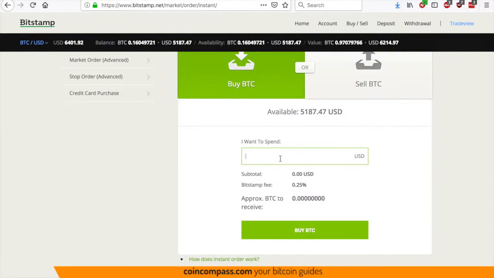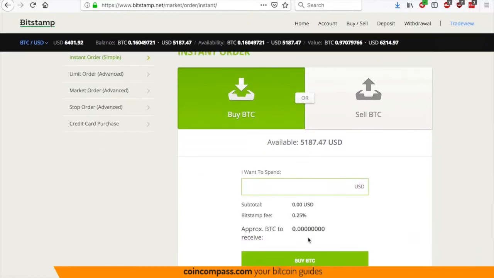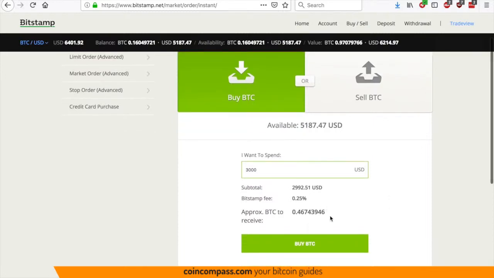type in the amount you actually wish to spend. So your available balance will be shown and you just type in how much you want to spend. So in this instance, I will put in $3,000. That will take out the Bitstamp fee and it will reveal how much Bitcoin I will receive for that amount. So we're going to click buy Bitcoin and that would buy it right away.